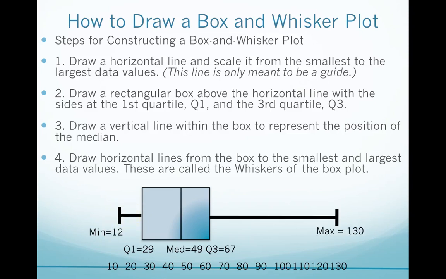And on the other side, your max is 130, and so you should position your largest data value at 130 and the whisker coming out from the box on the right. And that's your completed box and whisker plot. Okay, so unlike the histogram, you don't have to make the jagged line at the bottom. Again, this horizontal axis is really only for a guide. It's difficult to come up with a good box and whisker plot without a horizontal axis, but if you come up with something that's reasonable looking, it's acceptable.